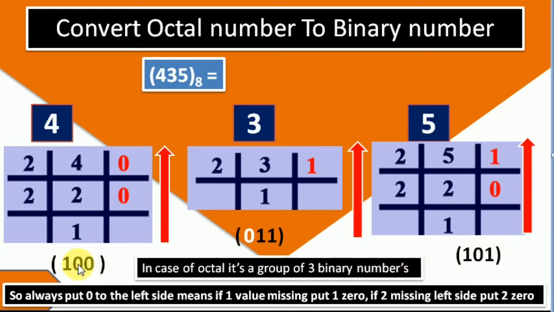You need to combine these 3 binaries in the same way. If the number is 4 3 5, then you have to combine 100, 011 and 101. Means first you put 100, then 011 and next 101. Now this 100 is for 4, 011 is for 3 and 101 is for 5. It is combined and it becomes one full binary for 435. So this is the way that you need to convert an octal number to a binary number.